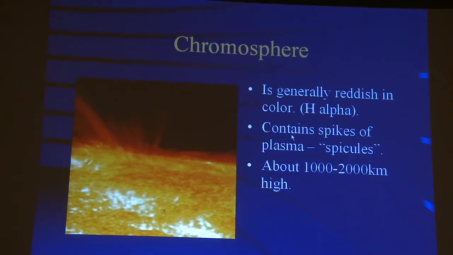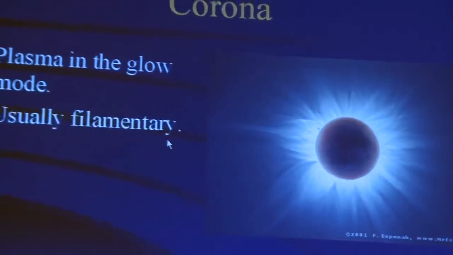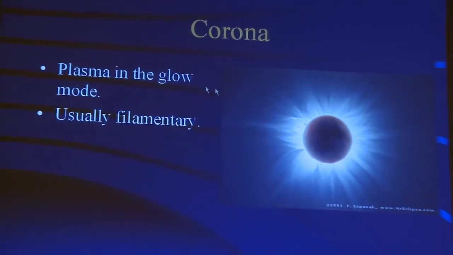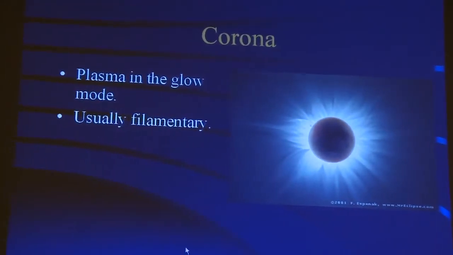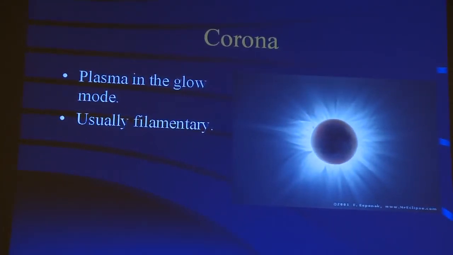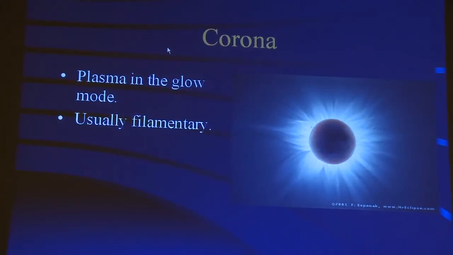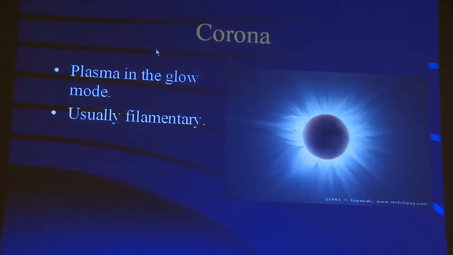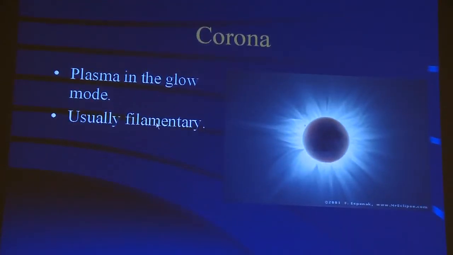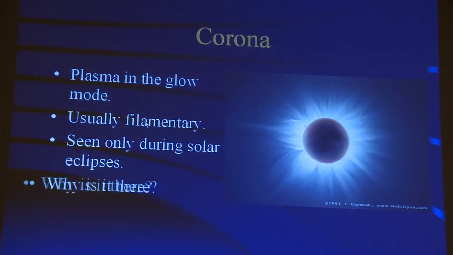There are the spicules about that high. It's usually filamentary. You can see the streaks. It's not just a uniform glow. It has fingers. And there's a reason for that, and it's a well-known plasma property of glow mode plasma that they usually filament. The corona is seen only during eclipses. Again, I ask the question, why is it there?